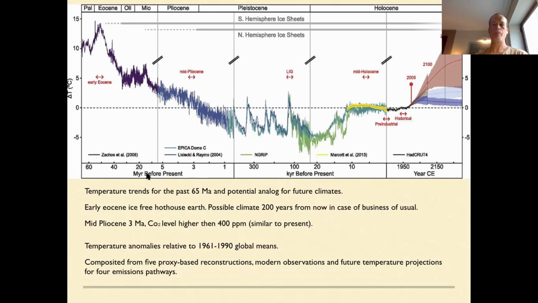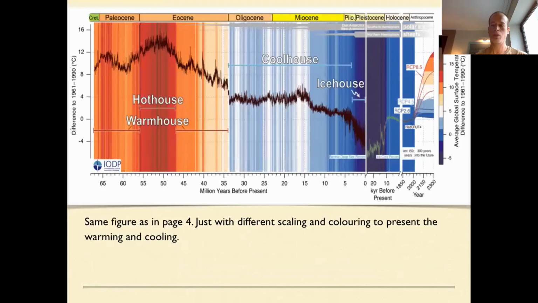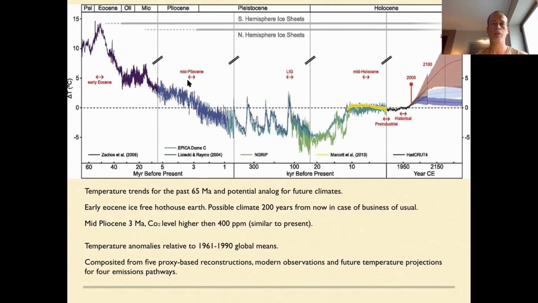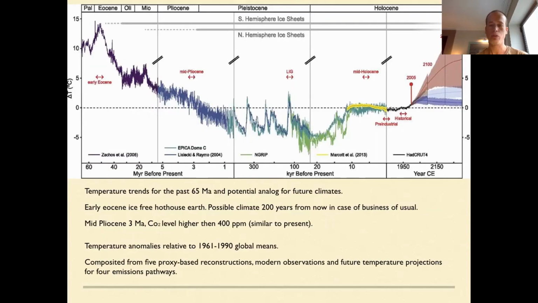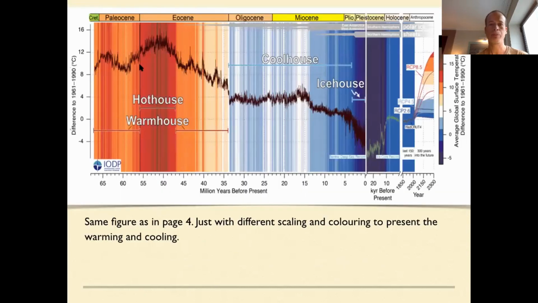Let's look at the Eocene and the Pliocene in more detail to understand the climate a bit more. First, I'll just show this graph. It is a graph similar to before, just the scaling is a bit different, just to see the rate of temperature change, and see that the Eocene was actually a quite spread out period.